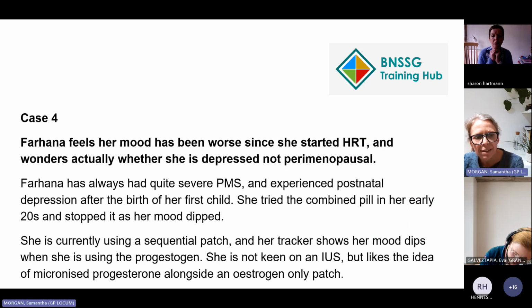So in Farhana's case, she did have quite severe PMS and she did experience postnatal depression after the birth of her first child. She tried the combined pill in her early 20s and actually had stopped it because her mood dipped at the time. She's using a sequential patch at the moment, and so it was quite easy to notice that her mood was dipping with that progestogen time. So you explore different ideas with her. She's not very keen on the idea of a coil, but would be happy to try the micronized progesterone alongside an estrogen-only patch. And then if that still didn't seem to do the trick, you could then think about using the Utrogestan vaginally.